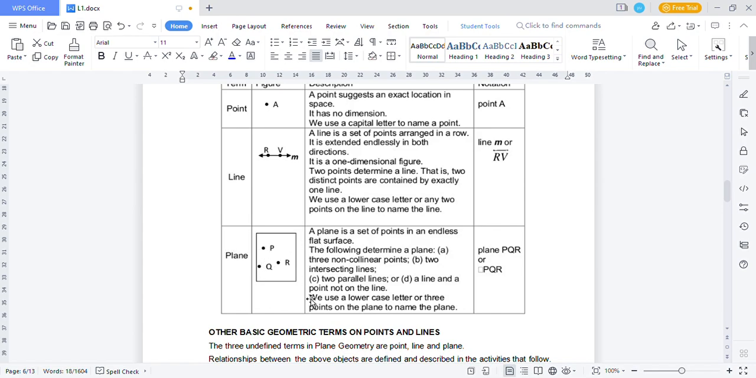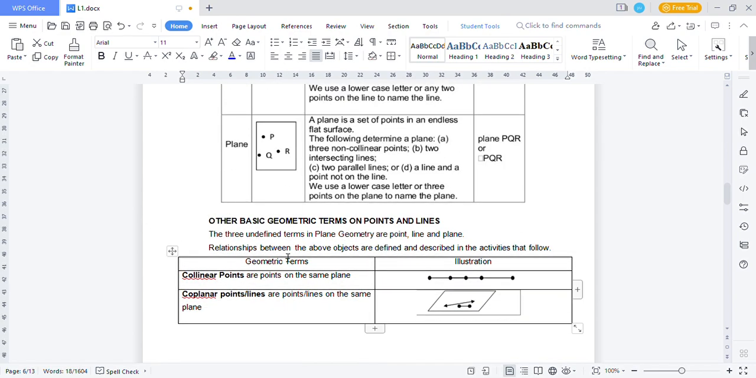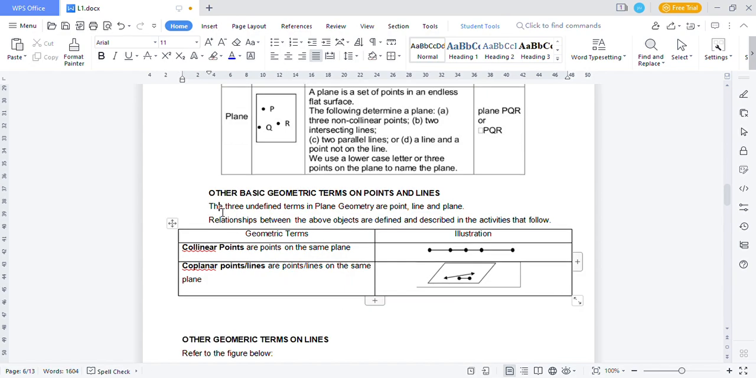So this is what the plane looks like. This is the point, this is the line, this is the plane. The blackboard is an object that represents a plane. Okay, we also have other basic geometric terms on points and lines. The three undefined terms in plane geometry are point, line, and plane. The relationships between the above objects are defined and described in the activities below.